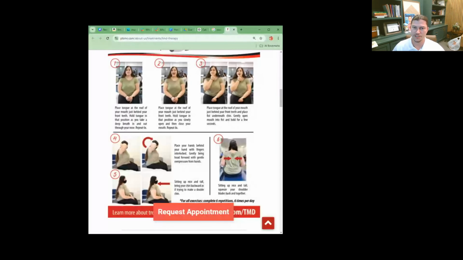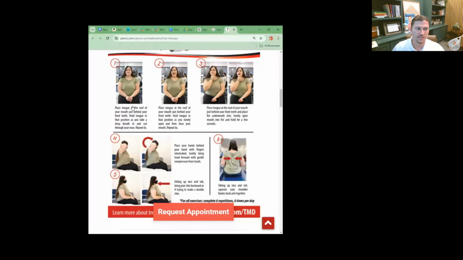So one of the things I want to show you is a couple of the exercises. We're going to run through these and take a look at what they're doing with it. Let's pull some of these up. The first one, if you're listening to this, is going to be holding the tongue at the top, and you're going to be doing a cluck.